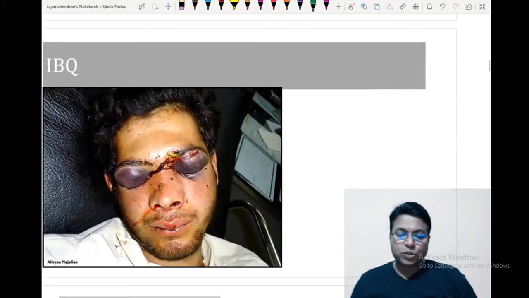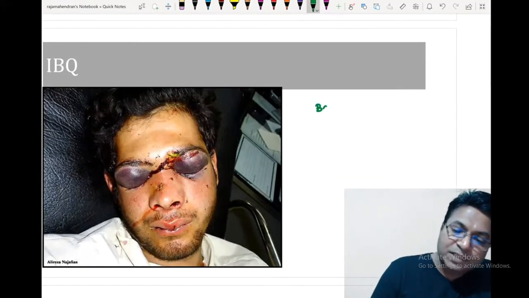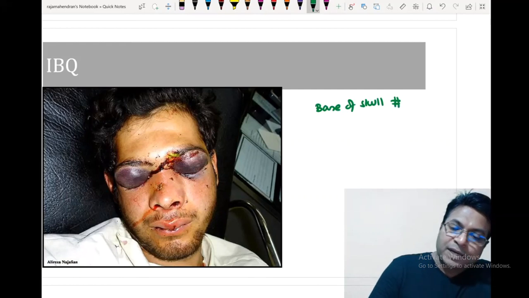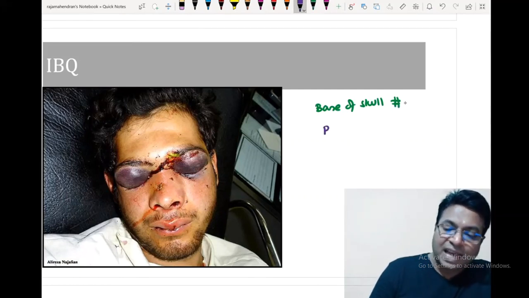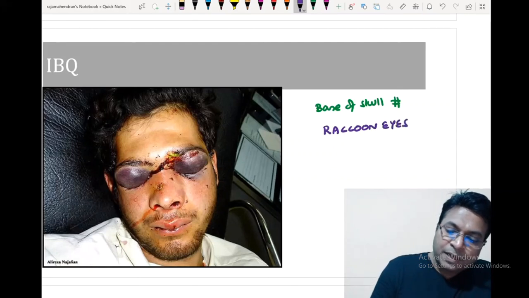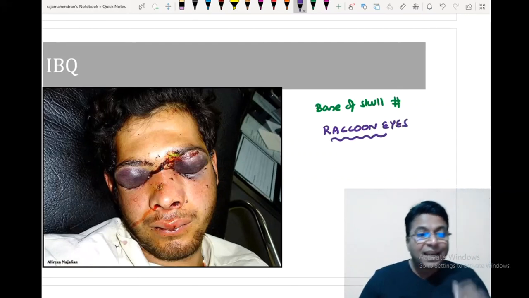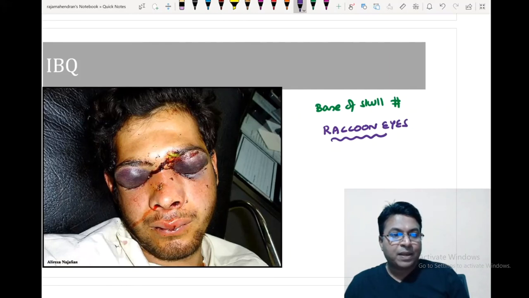So what is this picture showing you? This patient is having a base of skull fracture. The patient has eyes known as raccoon eyes. It is raccoon eyes due to anterior cranial fossa fracture. Okay, so anterior cranial fossa fracture gives raccoon eyes.